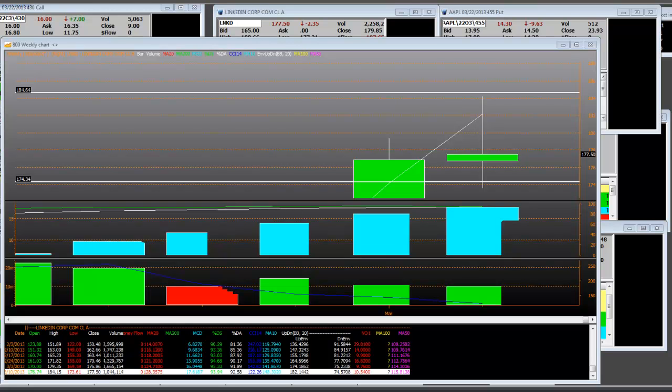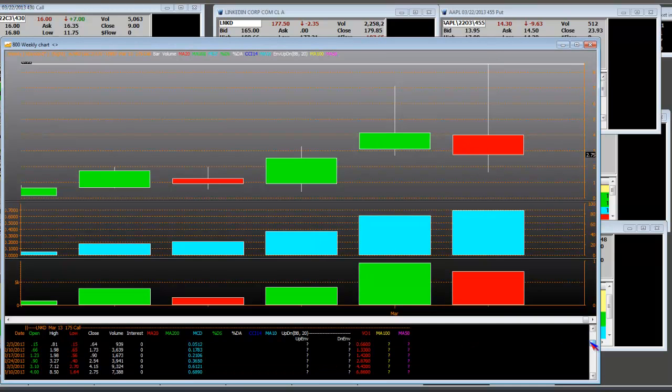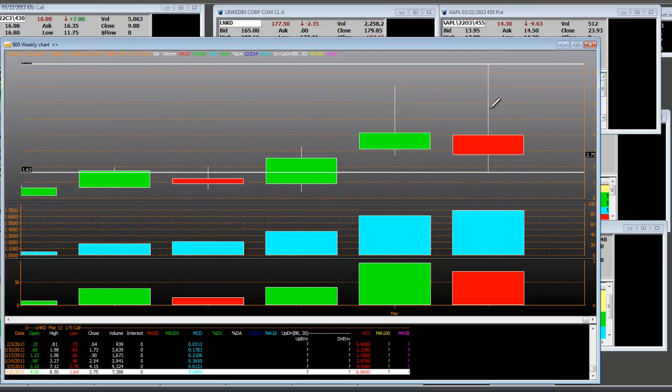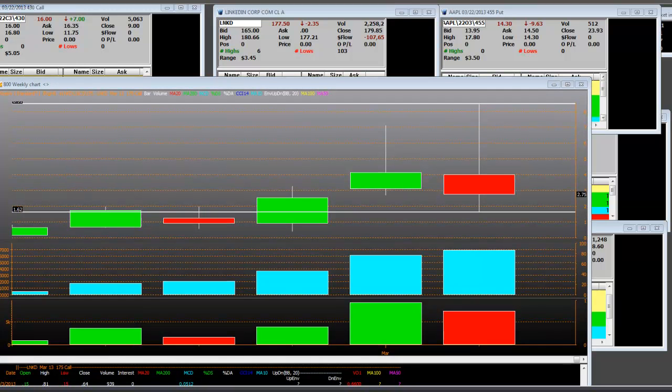We will also take a look here of where the 175 call is. The 175 call was extremely overbought. They hit a high on the weekly level of 8.50, and the weekly low was $1.64. And the call side is inflated up here based on the overbought weekly movement in LinkedIn. And yes, we have room to come down. The high was 180.66 on Friday. So once again, as the calls come all the way down in value, we will have the 175 call.